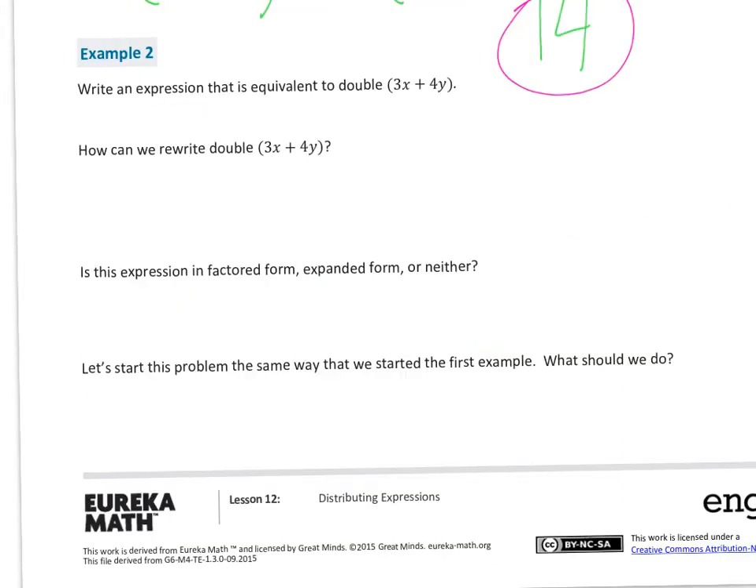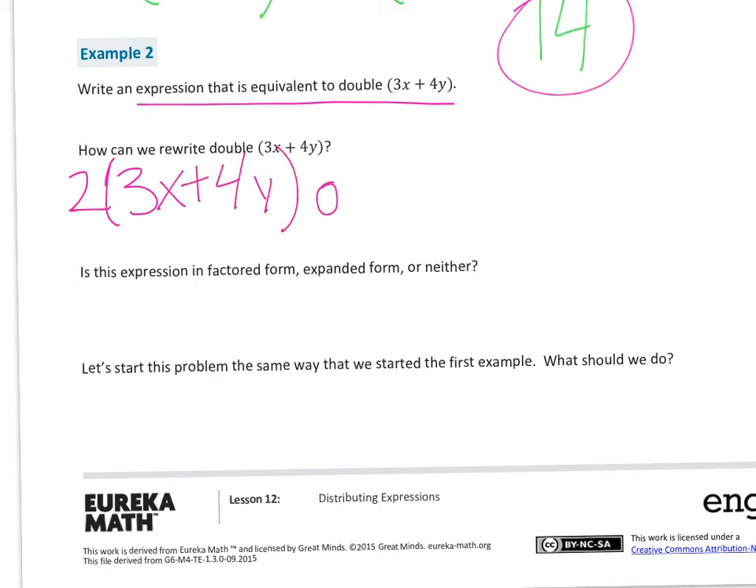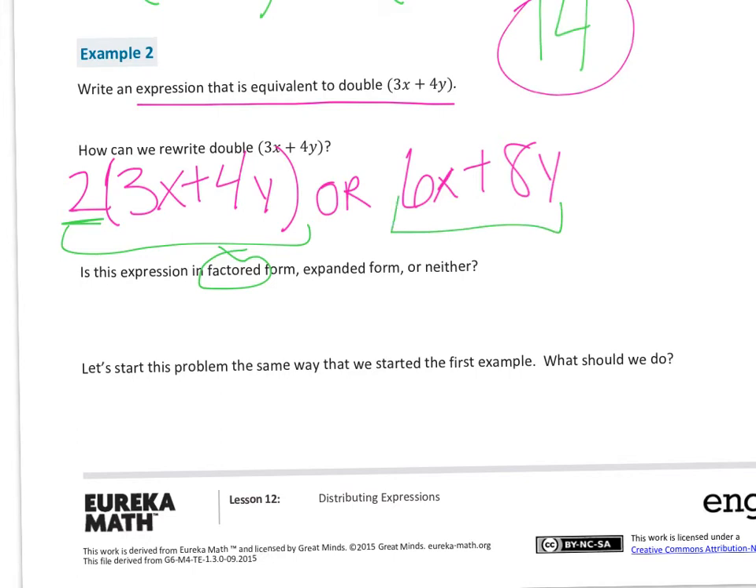So let's write an expression that is equivalent to double 3x plus 4y. So double is the same as multiplying by 2. So we could go this route, just slap a 2 on there and multiply by the whole thing. Or if you were feeling a little more ambitious, maybe you do a little doubling and just do 6x plus 8y. So this expression, the first one I wrote, this one here, this is in factored form because this 2 has been factored out. This one here, this is the expanded form.